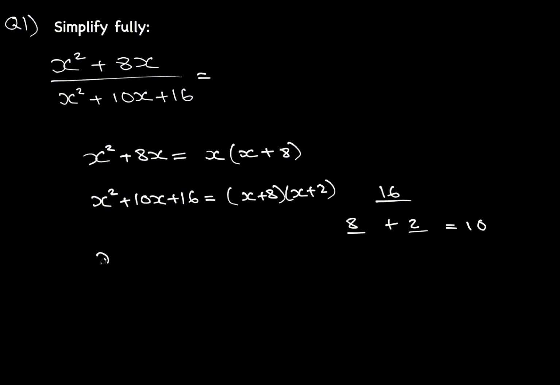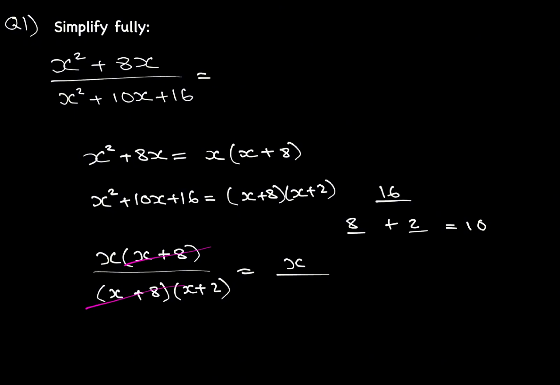Now hopefully you can see that in our numerator we've got x plus 8, and in our denominator we've also got x plus 8, meaning that we can cancel them out. So if we just cancel out the x plus 8, we are left with, quite simply, x over x plus 2.